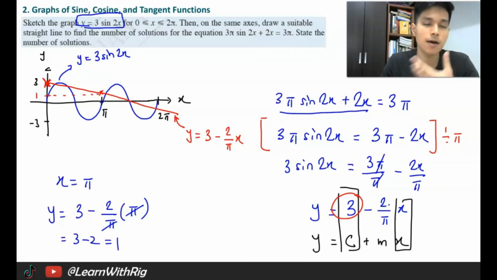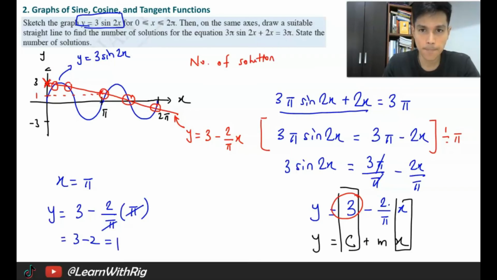Number of solutions means how many intersections between the two graphs. So first you get 1 here, 2 here, 3, 4 and 5. So there are 5 intersections. So the number of solutions would be 5. Number of solutions means how many intersections. Clear? So let's see the next one.